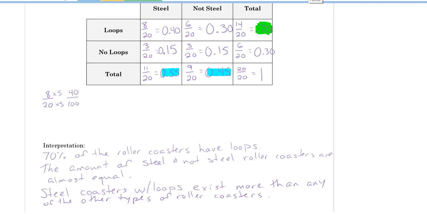Okay, so again, looking at what you wrote down and comparing it to what I wrote down, it might be something different, it might be something similar. Regardless, it's just really making sure that you're able to look at those relative frequencies and come up with a statement comparing the two variables that we're discussing. So in this sense, it was the type of material that the coaster was made out of, as well as how many loops it included.